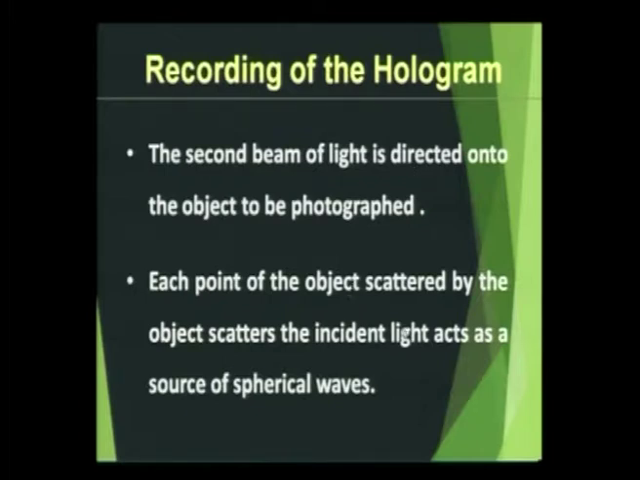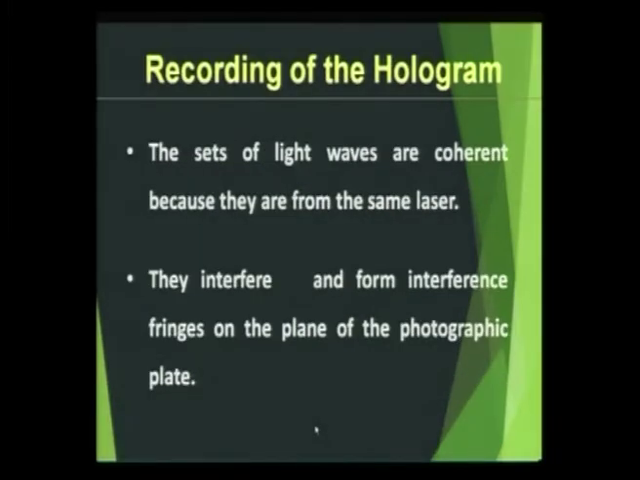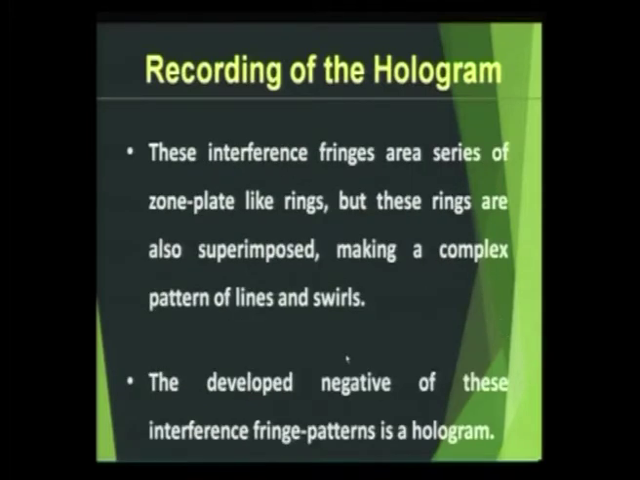These 2 waves interfere. Interference is a very important phenomenon that gives rise to the image. The spherical waves from the object combine with the light wave coming from the reference beam. They too interfere with each other. So interference is the important point. The interference fringes obtained on the photographic plate are formed as these 2 beams get superimposed, and a complex pattern of lines and spaces is obtained.